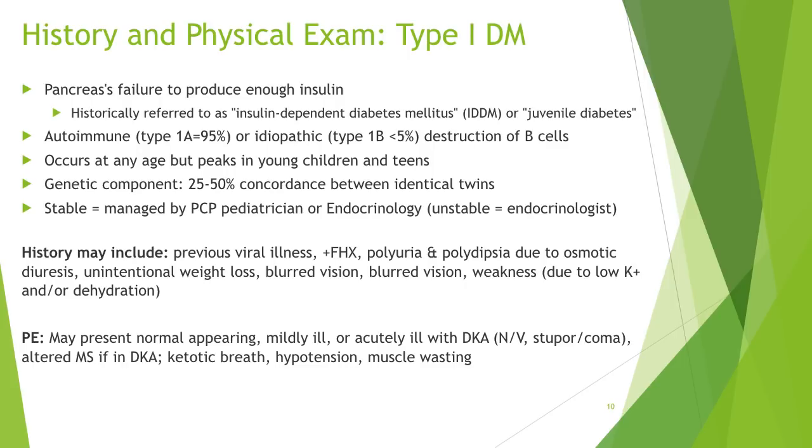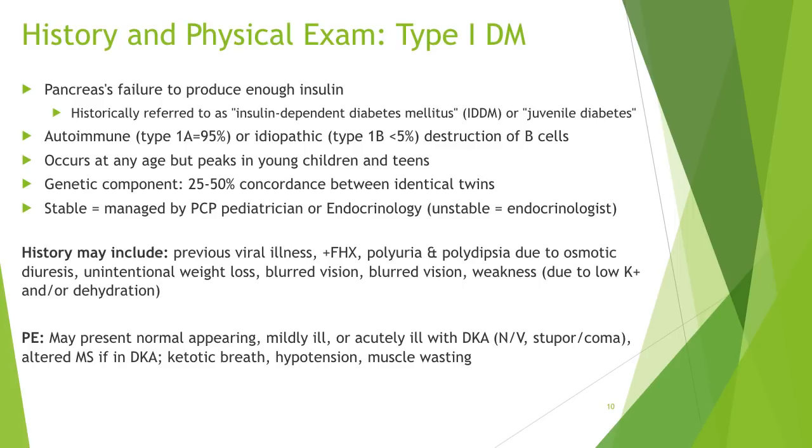Historically, when you look at your history and physical, these patients are going to have the three Ps: the polyuria, polydipsia, and polyphagia. They're also going to be pretty dry due to the osmotic diuresis that is occurring with the large urine output. They may have unintentional weight loss, blurred vision, weakness. Sometimes it can be precipitated by an illness, most notably by viral illnesses.